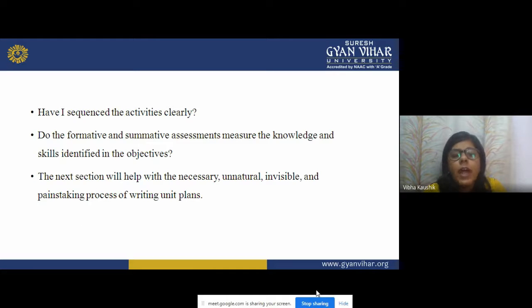Have I sequenced the activities clearly? Now, what has to be done? The activities should be arranged in a sequence or a proper manner.